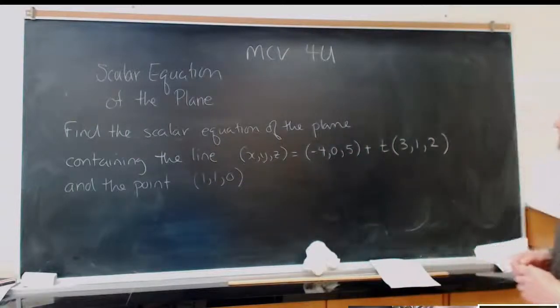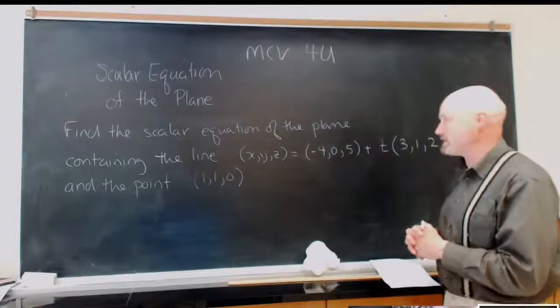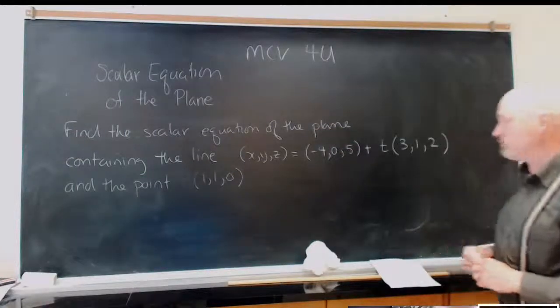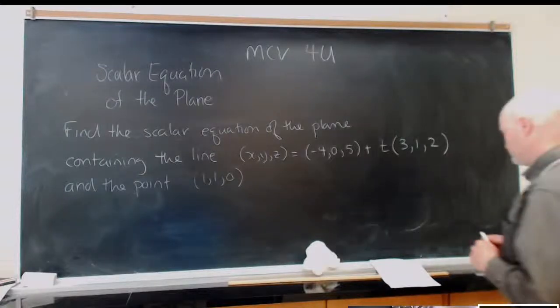So we'll just do a couple of example problems, and we'll talk about distance from a point to the plane. So here's the opening question. Find the scalar equation of the plane containing that line. The line is given to us in parametric form, and the point 1, 1, 0.